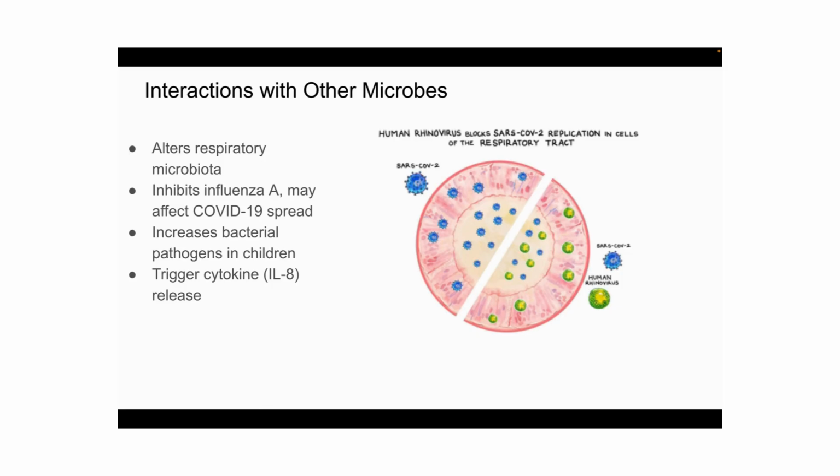The human rhinovirus doesn't just affect a human cell, it also influences other microbes in the respiratory system. It can change the balance of bacteria and other viruses in the nose and throat. HRV might interfere with viruses like influenza A and possibly even reduce COVID-19 transmission. The virus also triggers the immune response, like the release of cytokines, which leads to inflammation.